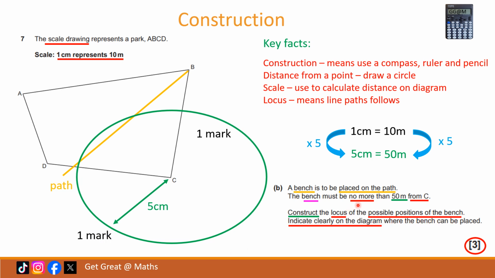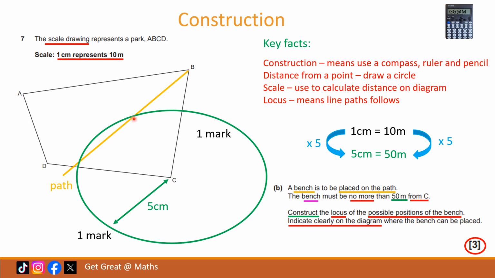So it's not going to be any more than 50 metres from C. Now for it to be no more than 50 metres from C, it is anywhere on the inside of this green circle. But the bench is also placed on the path, which is this yellow line here. Now if a bench is placed on the path and it must be no more than 50 metres from C, which is on this green line here, there are 2 places where the bench can be. And those 2 places are where the green circle and the yellow path meet.